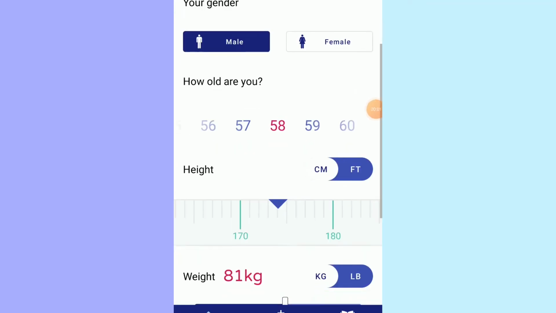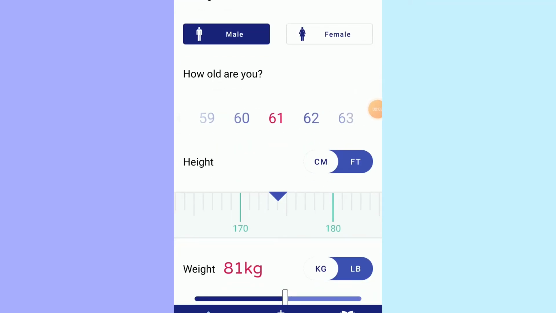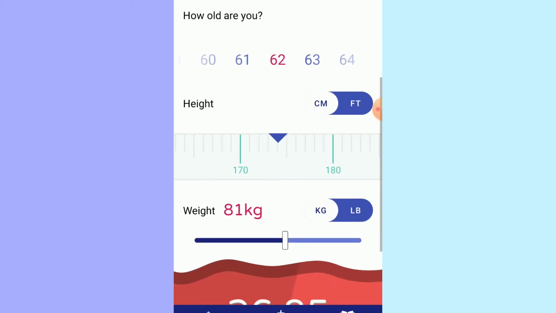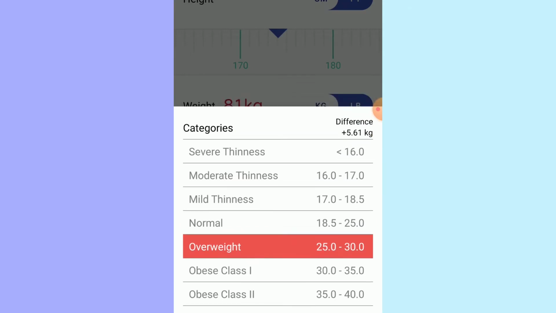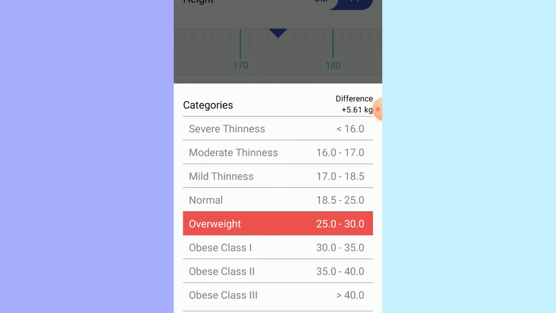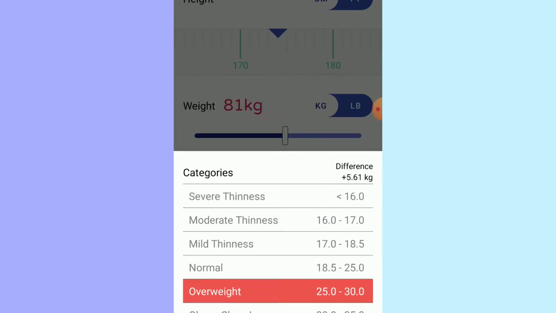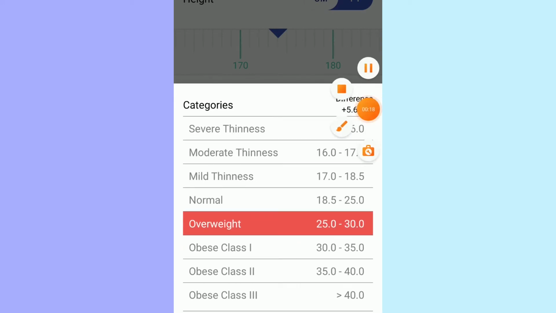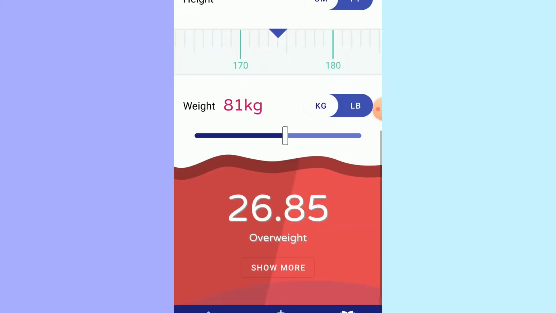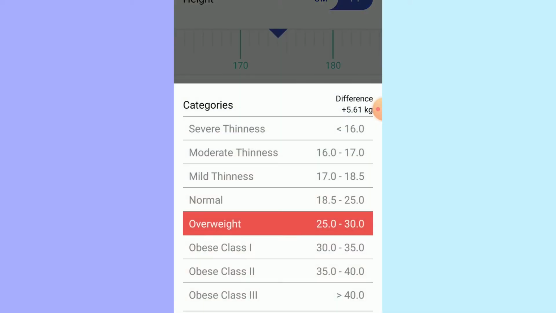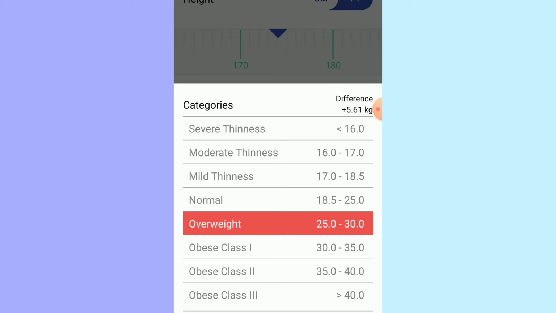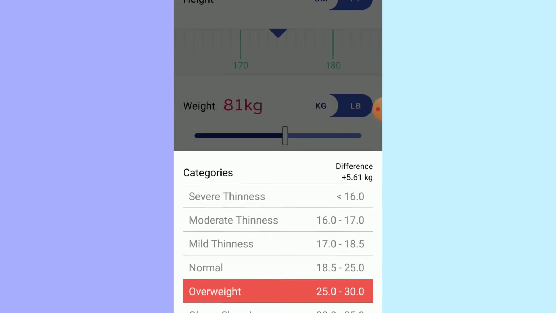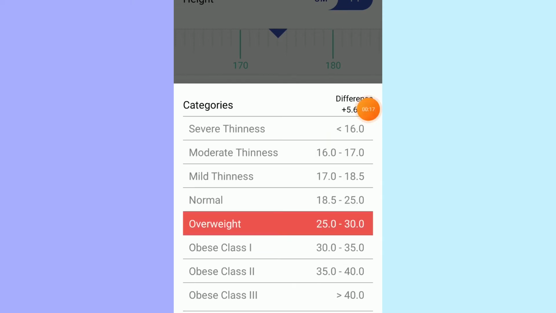Here is a body mass index calculator. It's a free application for calculating your body mass index and tracking your weight. You can set your weight goal, keep a diary of your weight and BMI progress over time, and see automatically generated graphs and charts based on your diary entries and weight goal. The application shows that the BMI of our patient is 26.85 and it is indicated as overweight. There is a difference of 5.61 kilograms from his normal body mass index.